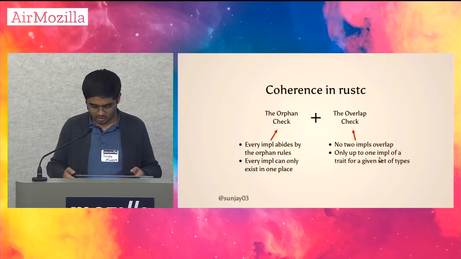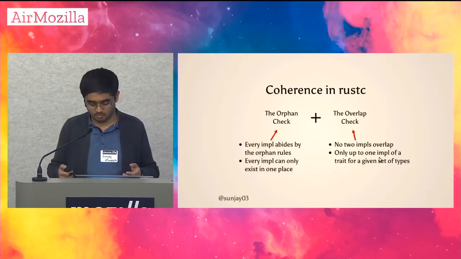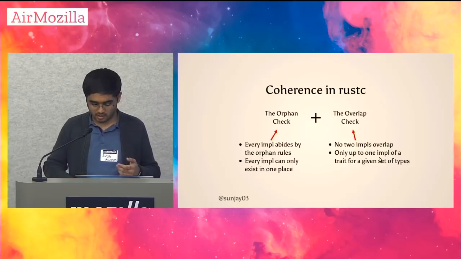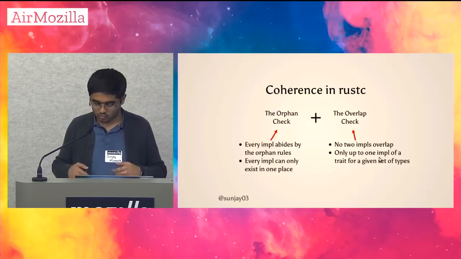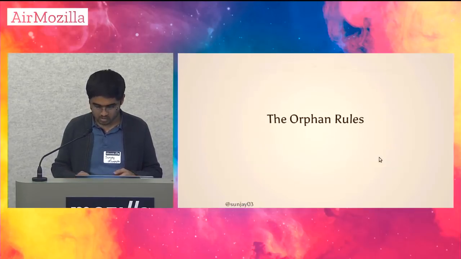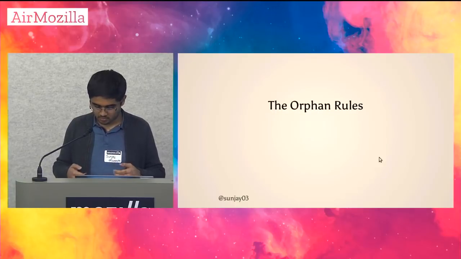The overlap check makes sure that every pair of impls can never apply to the same set of types. This check allows us to guarantee that there is only up to one impl of a trait for a given set of types. The orphan check goes through each impl in the current program and tests to make sure that it abides by the orphan rules.